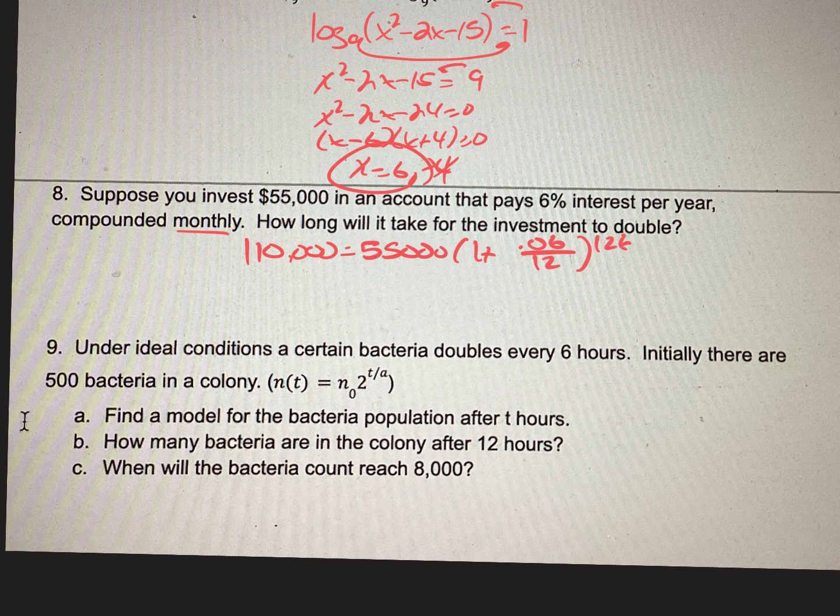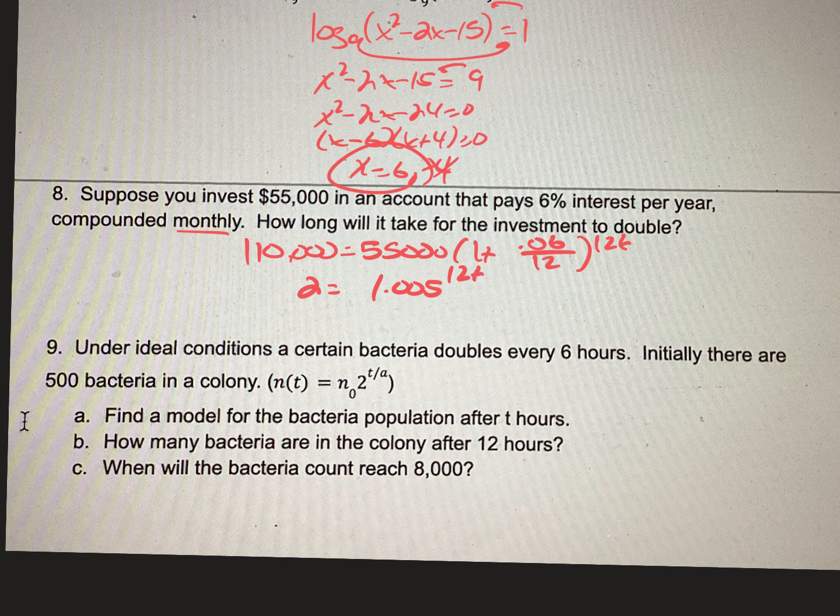So first thing I'm going to do is divide by the 55,000. That's going to give me 2. At the same time, I'm going to add what's inside my parentheses: 1 plus 0.06 divided by 12. I'm getting 1.005. So in one step, it's simplified a whole lot. And then that's right back to the very first question in this test.